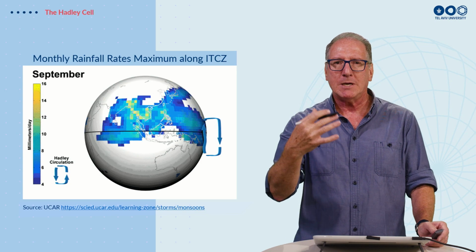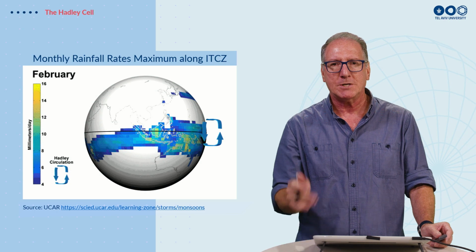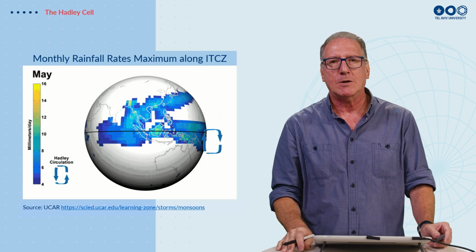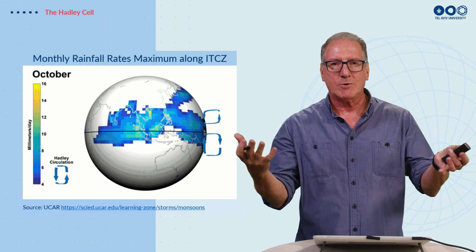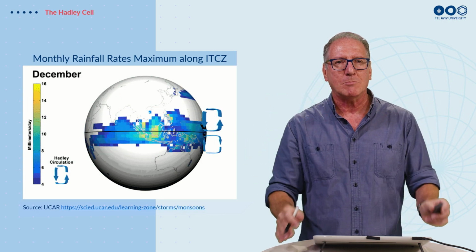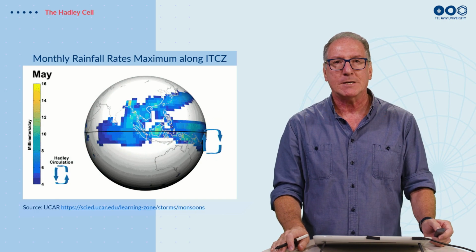And in April, May, and September, we'll see two cells which will start in the equator and will sink north and south of the equator. Where we have the rising branch, that's where we have the rainfall. And so the rainfall is also migrating north and south of the equator with the migration of the Hadley cell.